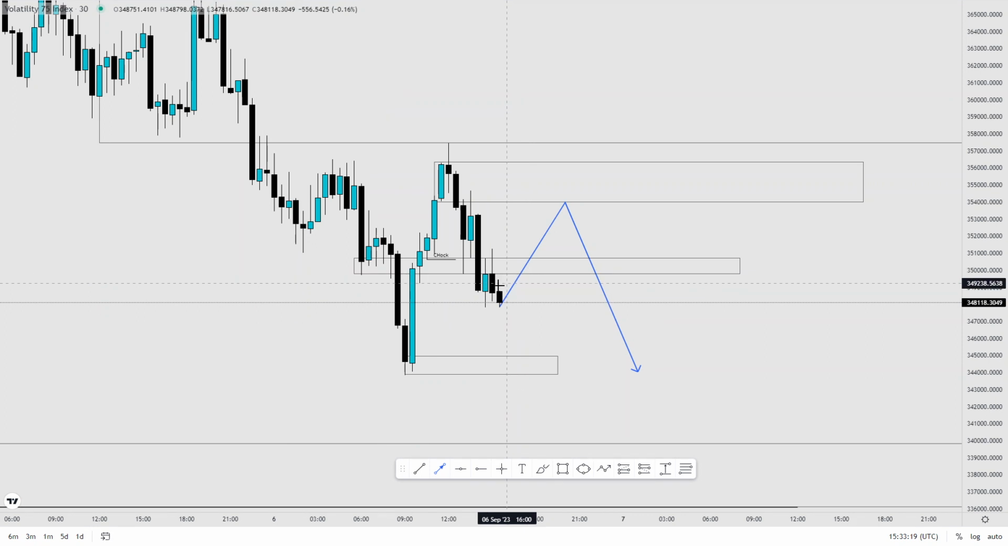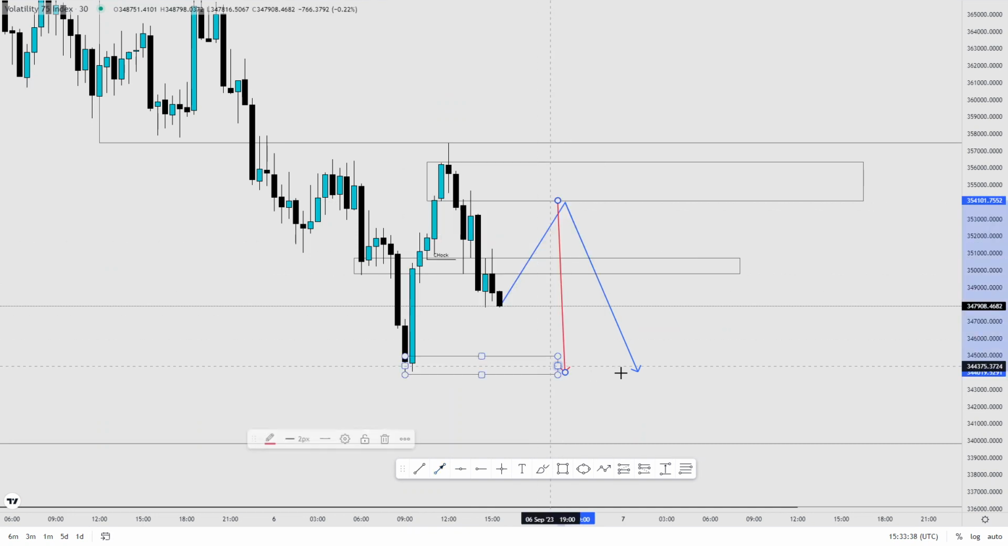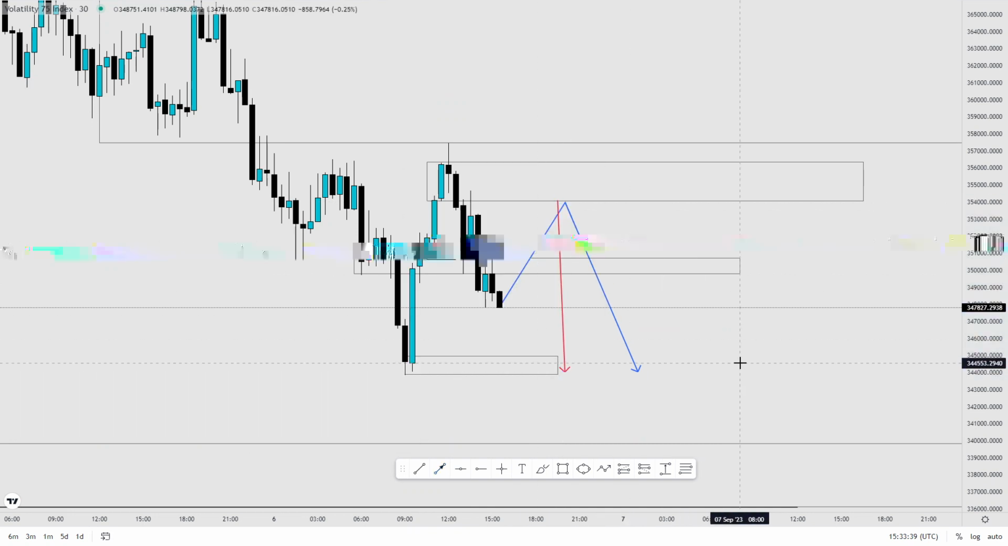I already have an entry in this position right now. So if price decides to continue to the upside to take out this liquidity laying up here, then we can expect price to come to this 30 minute order block just up here. Then we can expect price to take this direction to the downside, guys. So this is it for this market insight and breakdown video, guys.